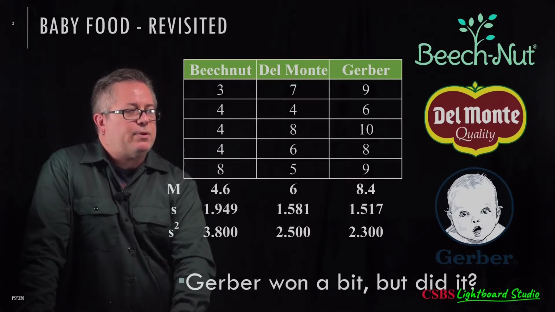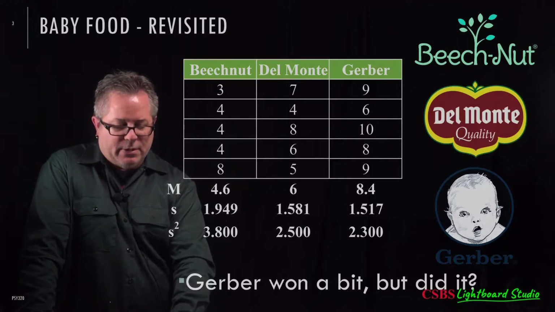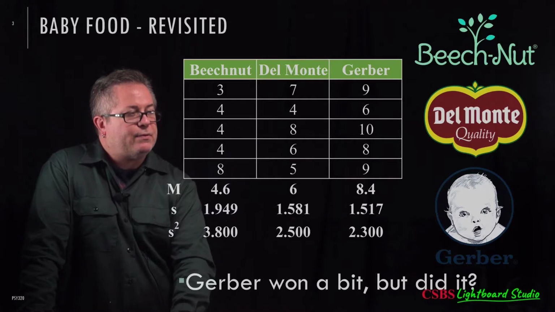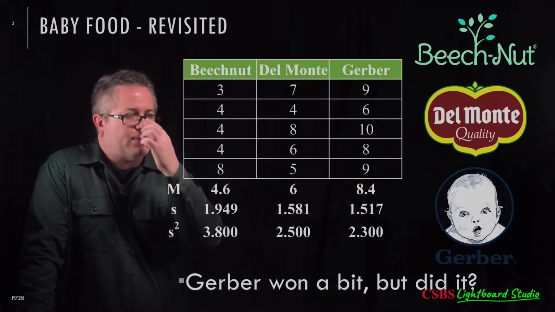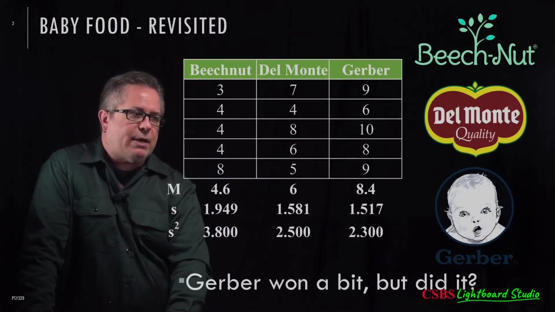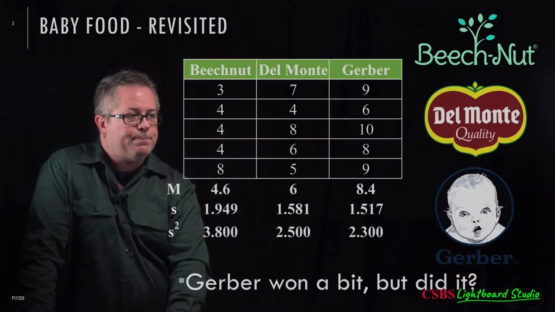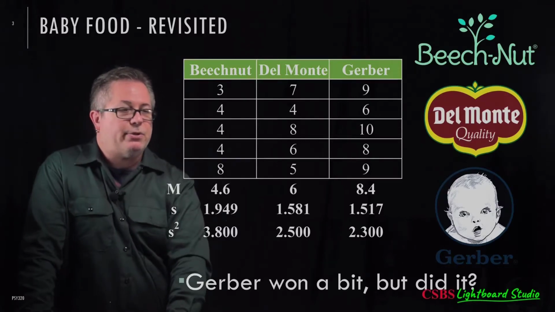But then the question comes, all right, so Gerber won, or at least compared to Beech-Nut, there was a difference there, but did it? And the reason I ask that is because if we're looking for the best brand of baby food, well, Gerber only won out when it comes to strained peas. Maybe Gerber isn't the best at other kinds of food. Maybe Gerber is only good at strained peas, but at other types of food, Del Monte might be the winner, or Beech-Nut might be the winner. So we're going to try to expand it out and see if this idea that Gerber beats out at least Beech-Nut is consistent with other types of food.